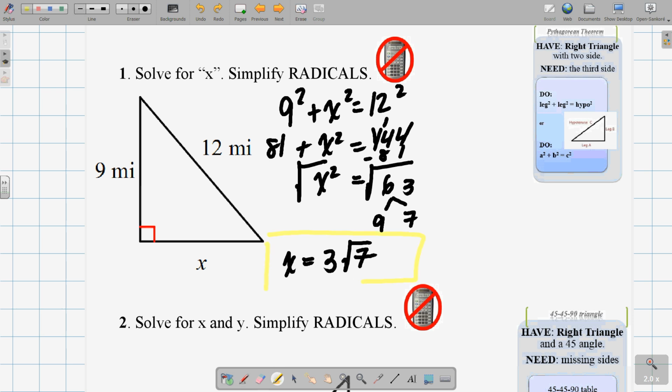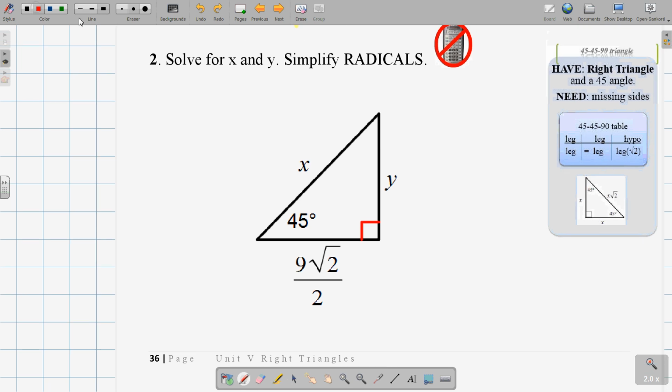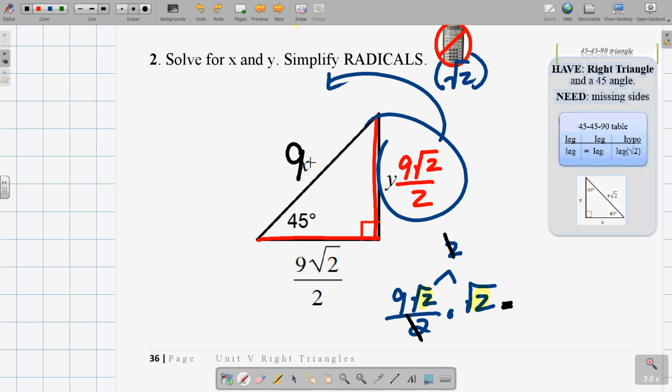3 root 7. 45, 45, 90, leg, leg, leg root 2. So there's one leg. Your other leg is 9 root 2 over 2. You take that and you times by another root 2. So we have 9 root 2 over 2 times root 2. Root 2 times root 2 is going to be 2. 2 over 2 is 1, which means all of that, you should have just ended up with 9.